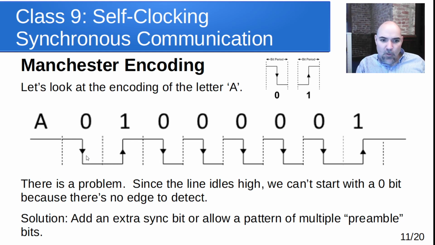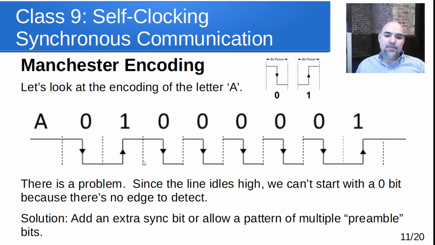It doesn't matter if it's a 1 or a 0. It's the middle of every bit. The other cool thing about this relative to the kind of pulse distance encoding that we looked at earlier is that the length of a 1 and the length of a 0 are the same. It's the same width, no matter if it's a 0 or it's a 1, which can be useful.